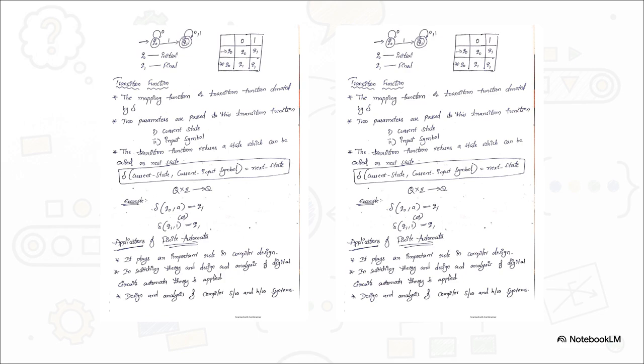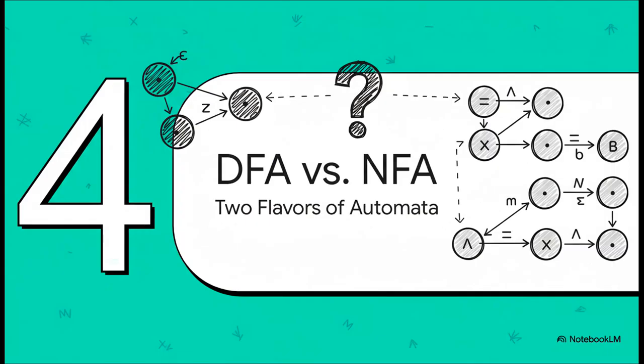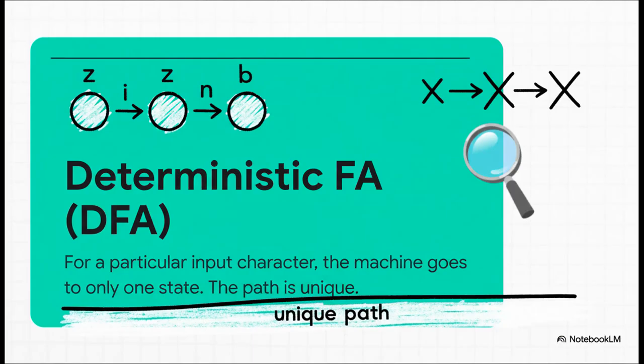in a different format. Now, finite automata come in 2 main flavors, and I can almost guarantee you'll get an exam question asking you to compare them. So let's break down the difference between a DFA and an NFA. The key word here, the one you have to remember, is deterministic. A DFA is deterministic because it knows exactly where to go next. For any state it's currently in and any symbol it reads, there is one and only one possible next state.